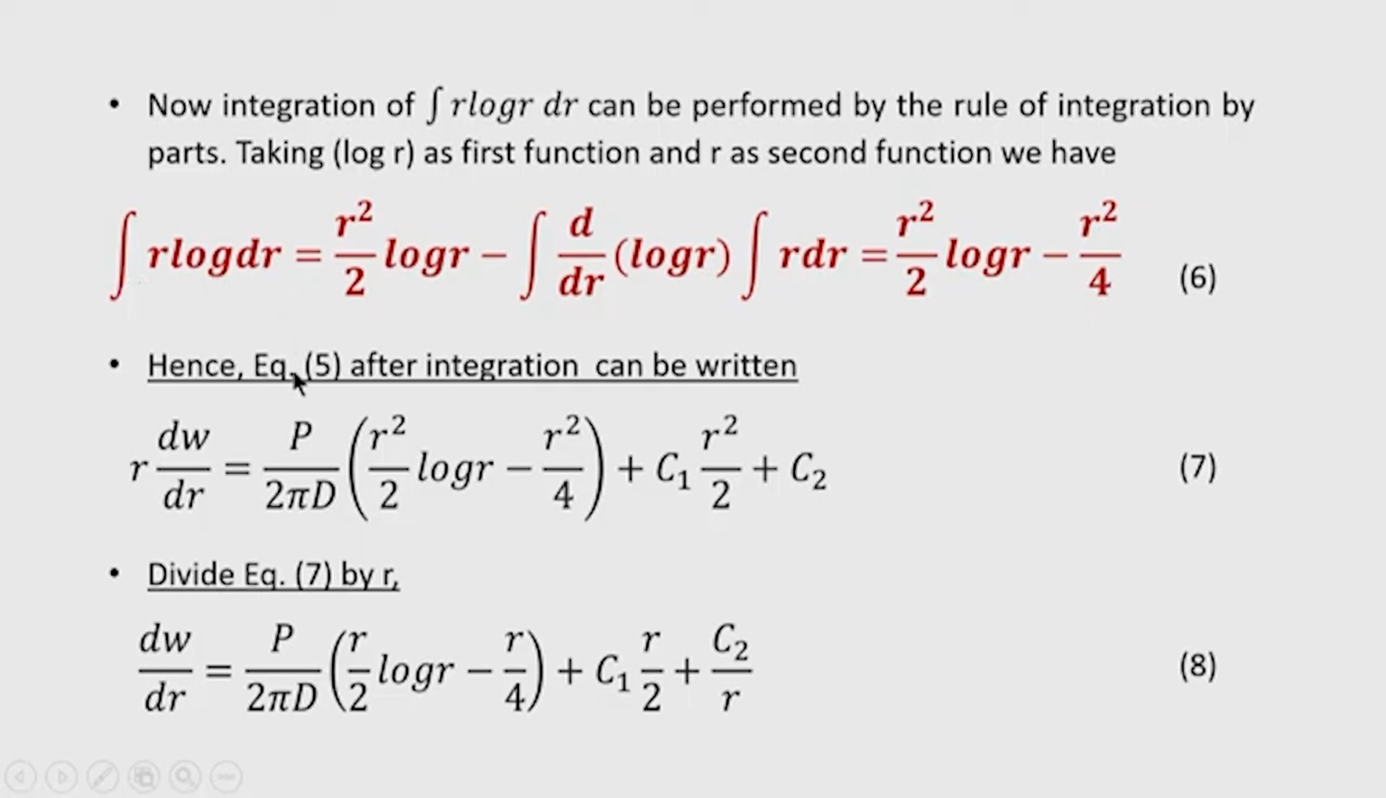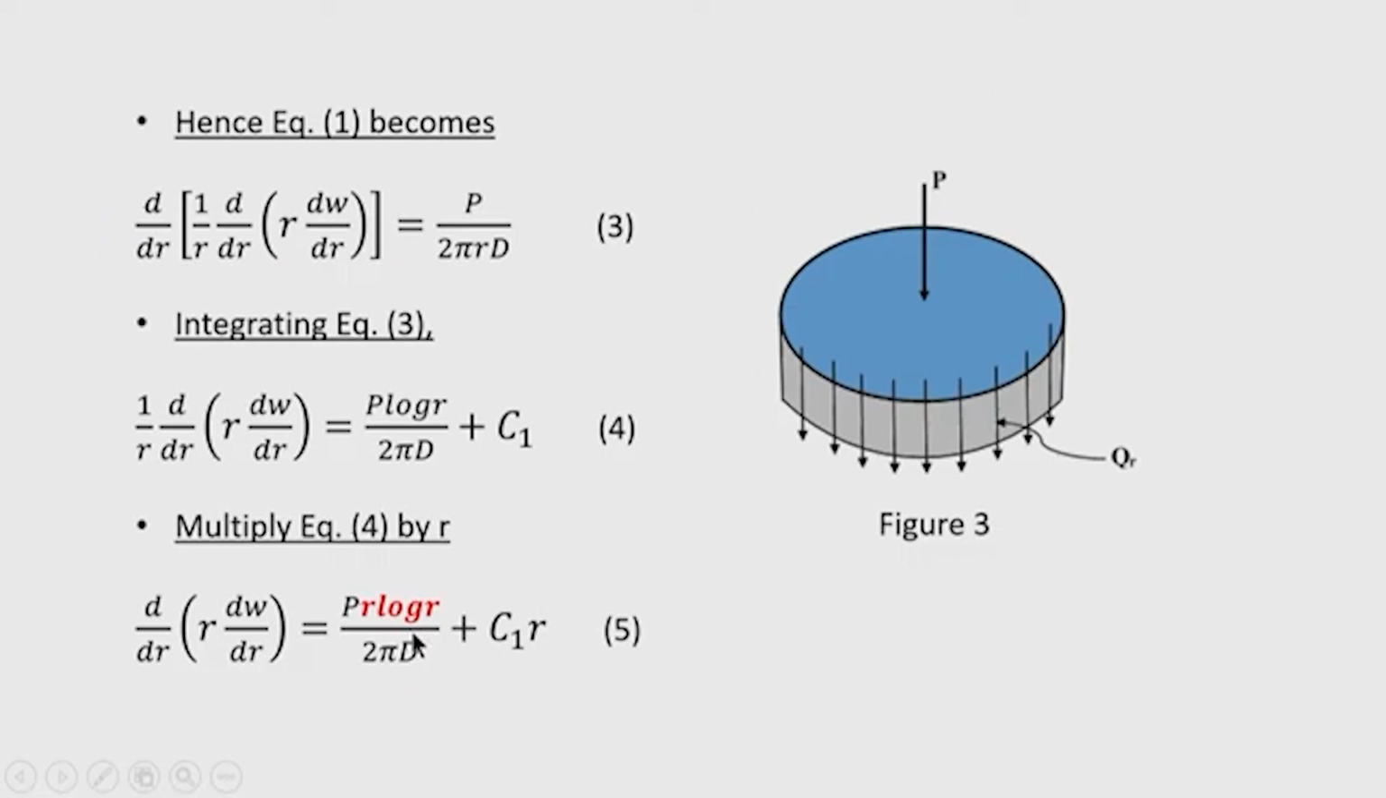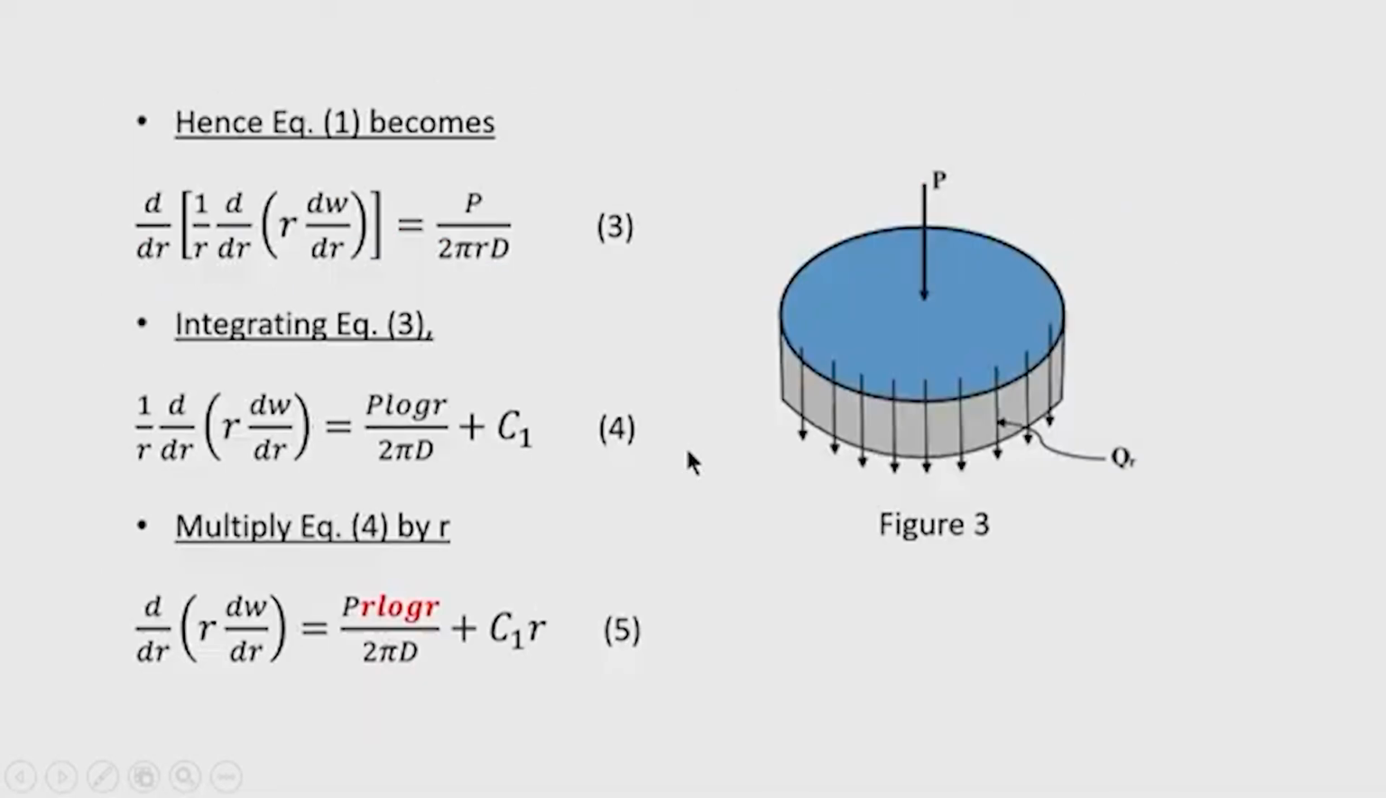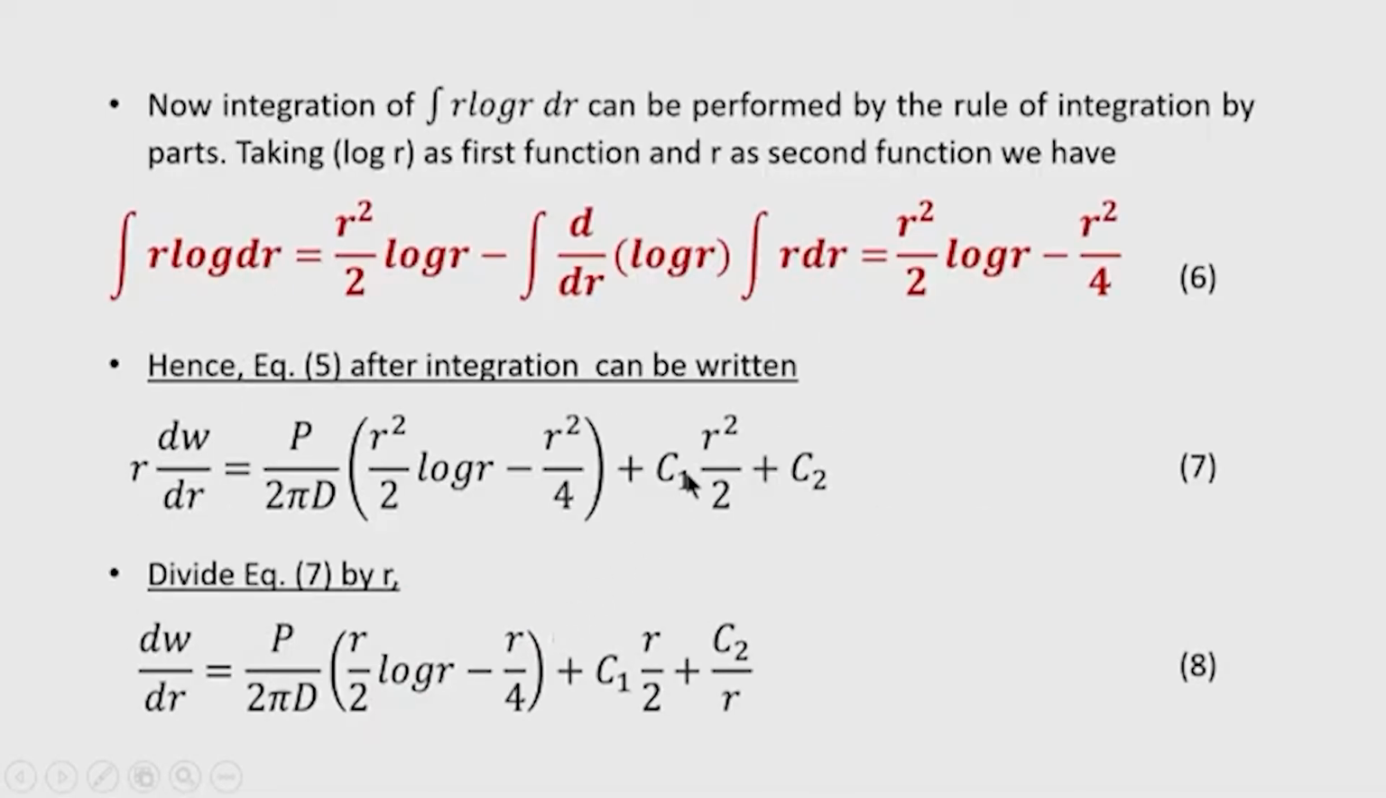So, hence equation 5 after integration becomes r dw by dr equal to P by 2 pi D, and this result I substituted here: r square by 2 log r minus r square by 4, plus C1 r was there. So, integration will be C1 r square by 2 plus C2, another constant of integration. Now, here we are integrating a third order equation. So, naturally 3 constants of integration will appear.